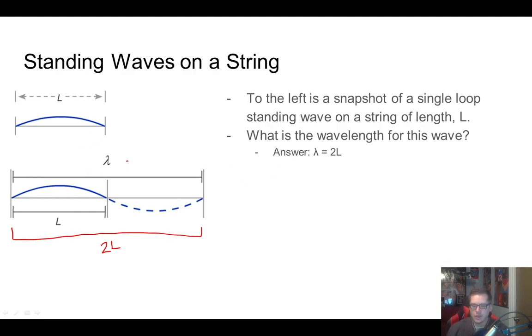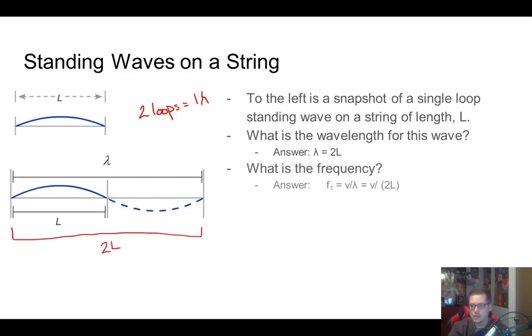So essentially the big takeaway here is that it takes two loops to equal one wavelength. When we're doing different harmonics, always think about how many loops I am looking at. Divide that by 2, and that's how many wavelengths you're looking at. We need to be able to flip back and forth.